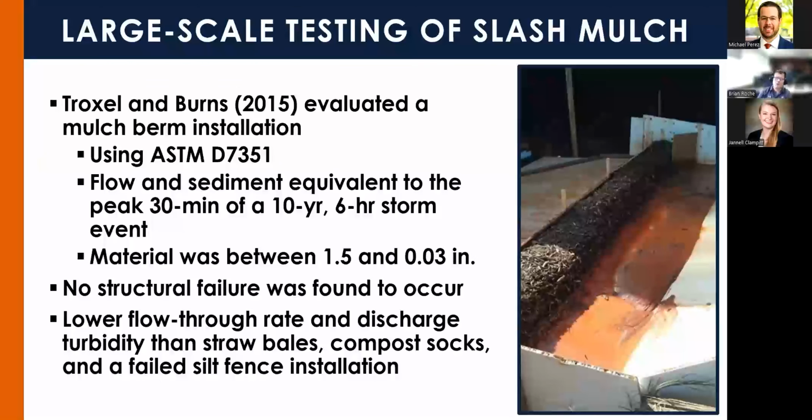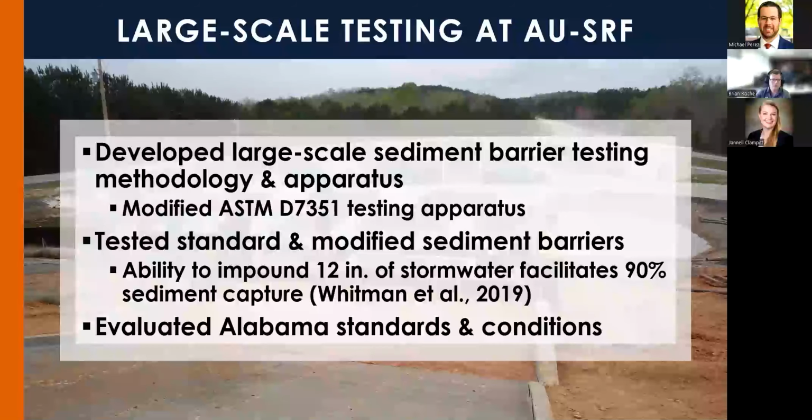This test method was used to evaluate a slash mulch berm installation. They used the peak 30 minutes of a 10-year, 6-hour storm event, and their material was between 1.5 inches and 0.03 inches, but I believe an average length of about 1/4 inch. They saw no structural failure occurring. Nothing was getting washed out. It all stayed together. And they found that compared to straw bales, compost socks, and a silt fence installation that failed, they had a lower flow-through rate and a lower discharge turbidity. So they show that slash mulch berms can potentially be effective. Here in Auburn, we developed a large-scale sediment barrier testing methodology and apparatus based on that ASTM standard.